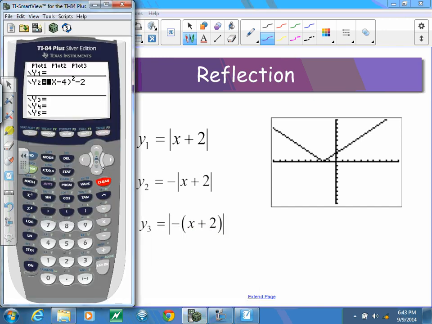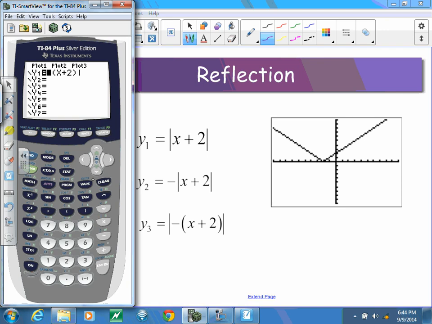And what we're going to see is what happens when we change things around a little bit. So here's my graph of x plus 2. I'm going to go ahead and plug that into my calculator. So absolute value of x plus 2. And there's our function that you can see here.